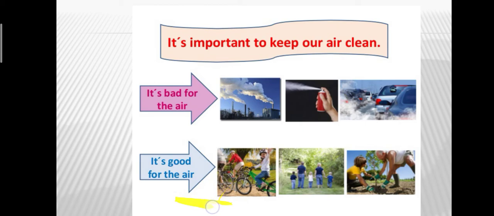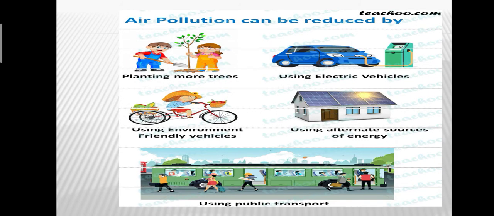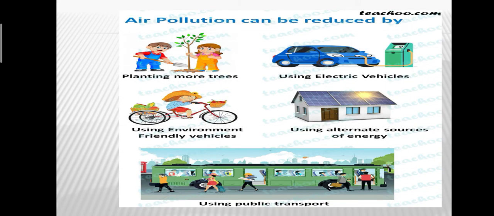And the good things for the air are eco-friendly vehicles like bicycles, the green areas, and we should plant more trees. So now they are asking us how can we reduce the air pollution. There are some points, like number one, planting more trees. We plant more trees so there will be more oxygen, and if there is more oxygen, there will be less carbon dioxide, and less carbon dioxide is said to be good clean air.